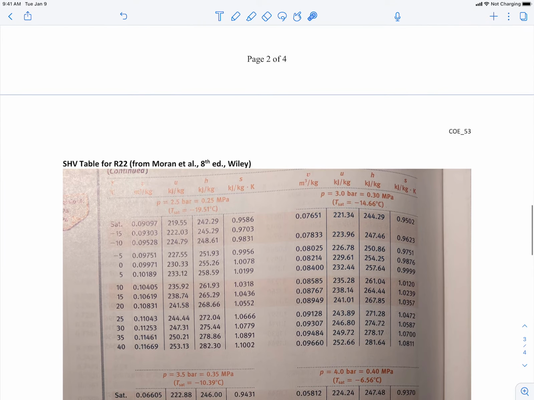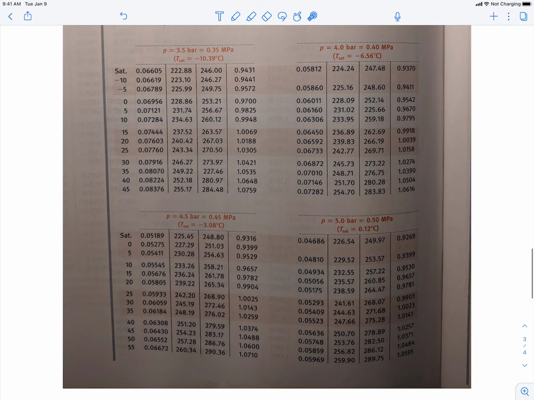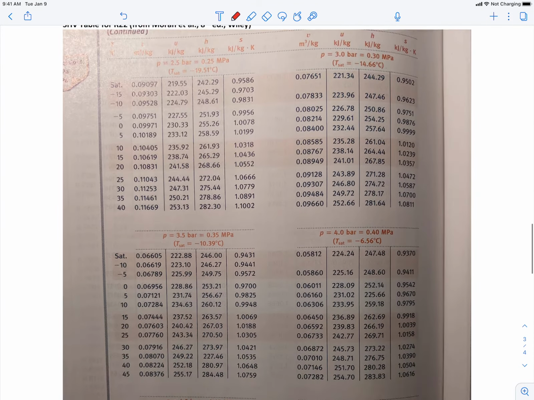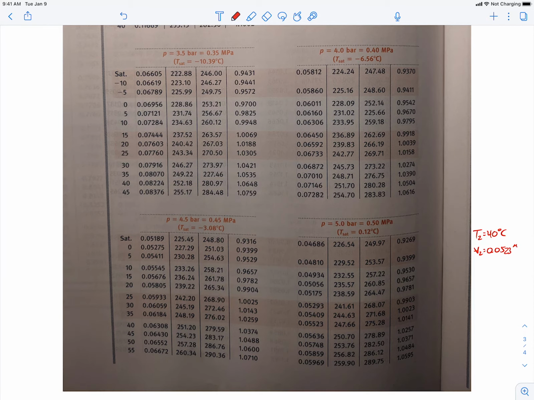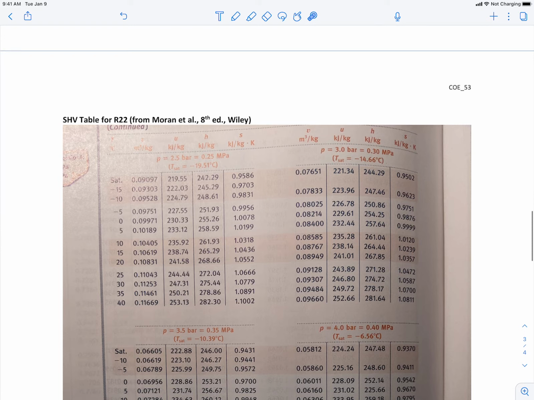So then I go to the superheated vapor table for R22, again coming from the Wiley textbook. And we're dealing with 40 degrees C. Just remember T2 is 40 degrees C, and v2 was 0.0523 cubic meters per kilogram. So I look here at all the different 40 degrees. Here's 40 degrees, and the column we're interested in is this first one. It's a little hard to see here, but that's the specific volume column.